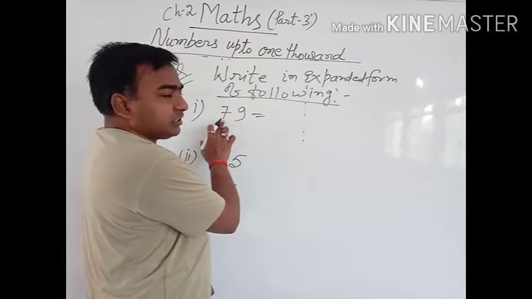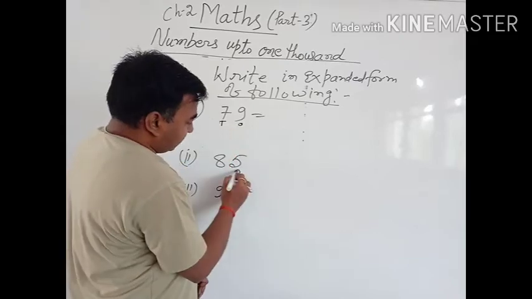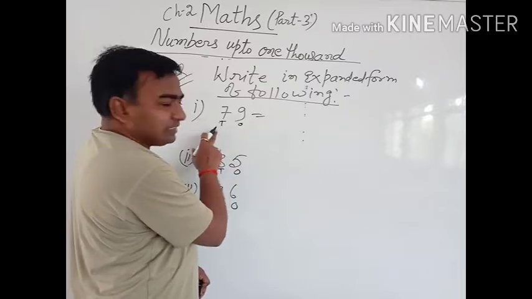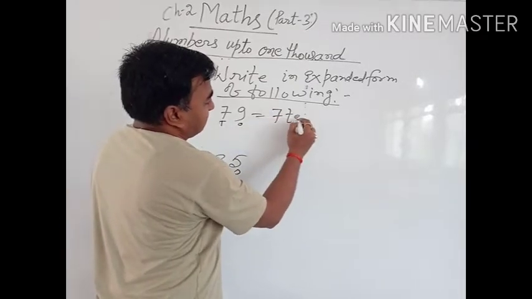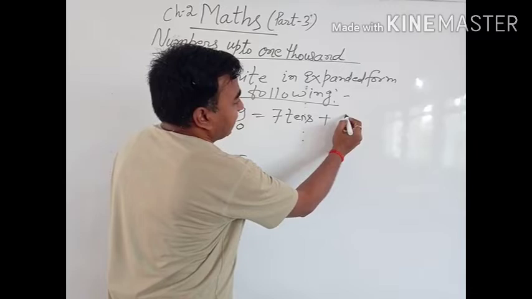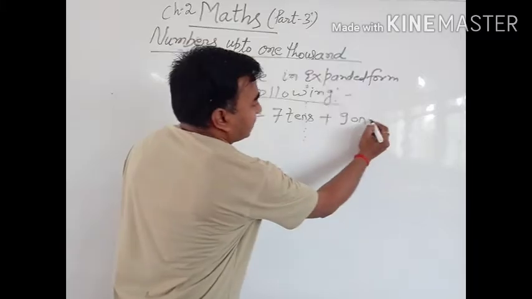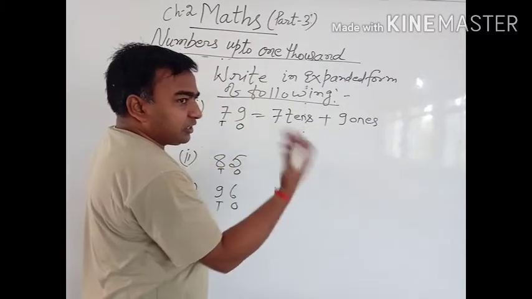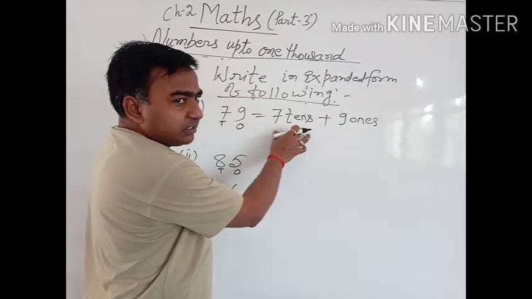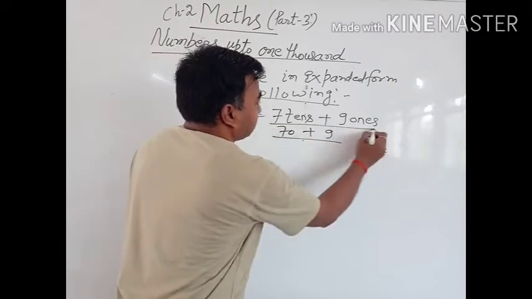79. The place of this 7 is tens, it means 7 tens plus 9. What is the place of this 9? Ones. So we can write 9 ones. This is the first method. In the second method, 7 tens means 7 multiplied by 10. It means 70. We can write 70 plus 9. Okay. These are the two different ways.